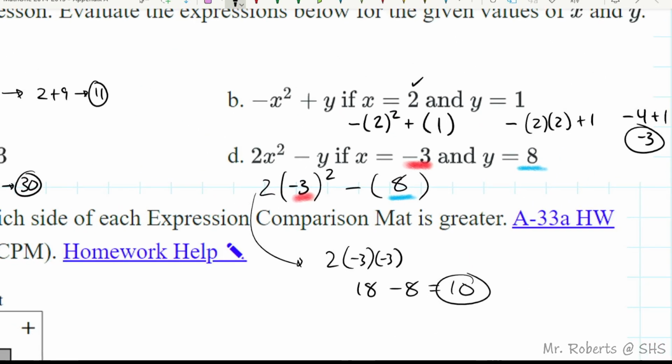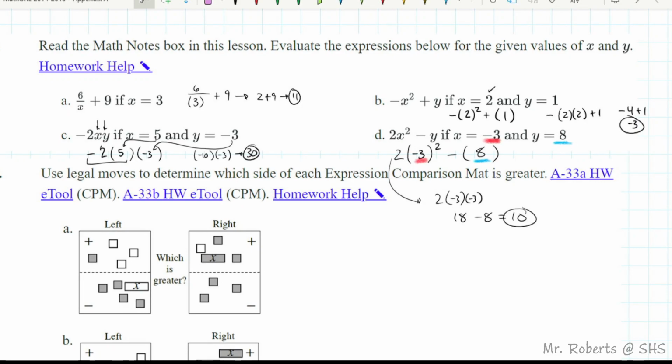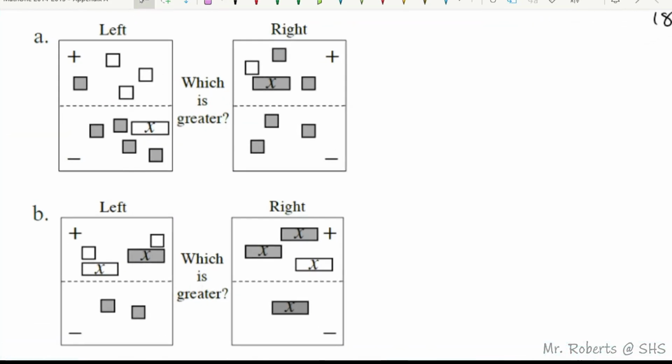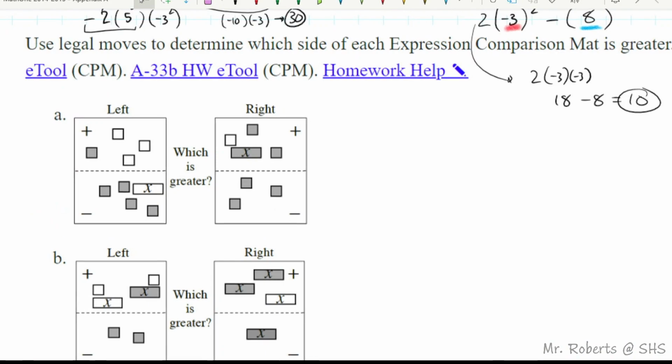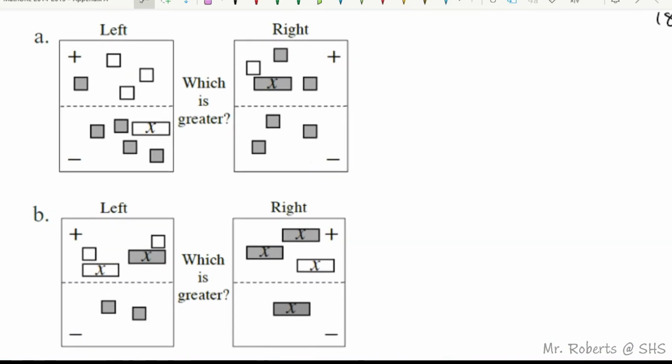So I think we've got all of those. Let me zoom out here and just do a quick double check, make sure we're correct. All right, a little crowded, but I think those all check out. All right, so let's go to the next one. It says use legal moves to determine which side of each expression mat is greater. So of these two, which one's larger?